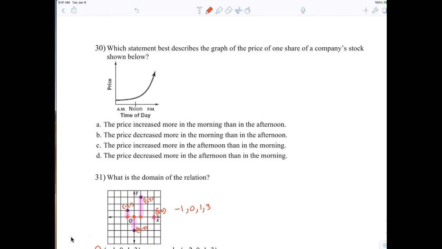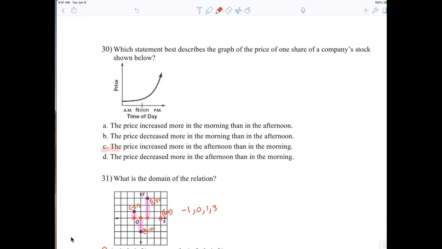All right, 30. What's the answer for 30, guys? Anybody have any issues with that?